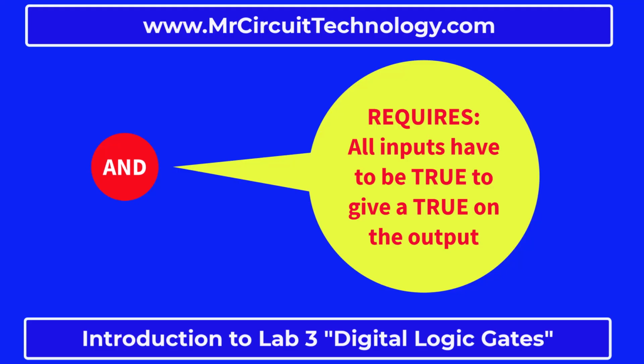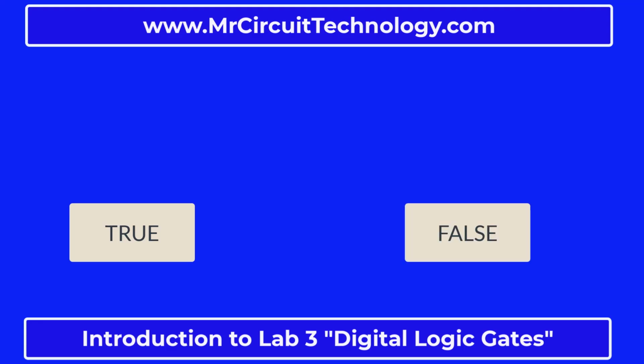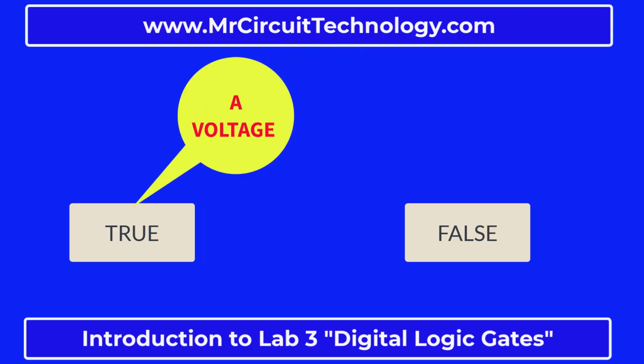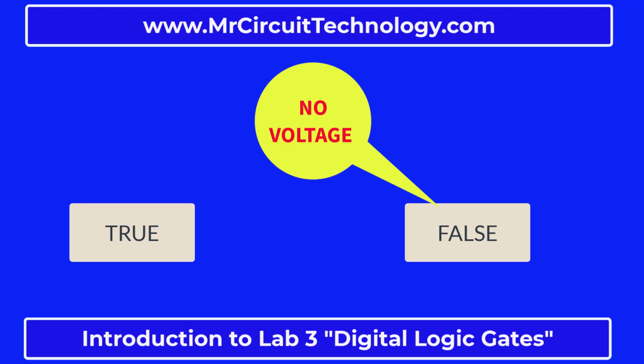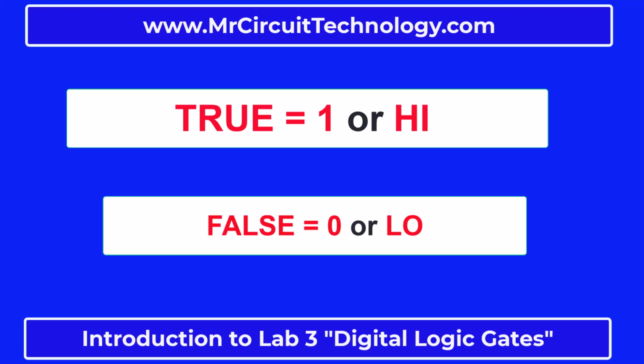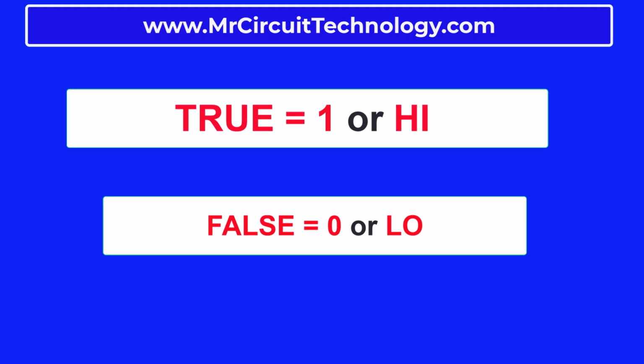Digital logic gates have only 2 possible outputs, either a true or a false. We refer to the true or false as logic states. In electronics, a true state is when there is a voltage on an output or an input, and a false state is when there is no voltage on an output or an input. With electronic digital logic gates, we designate a true as a 1 and a false as a 0. We sometimes substitute the word high for a 1 and low for a 0.